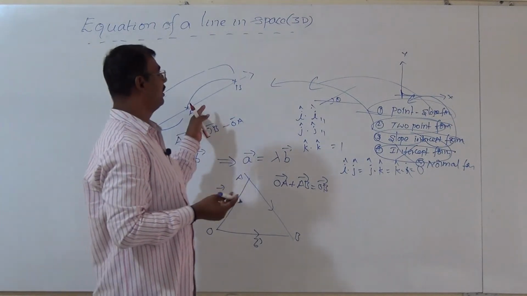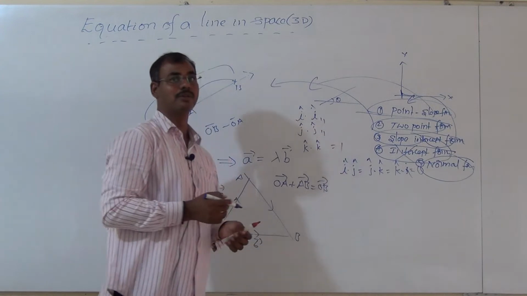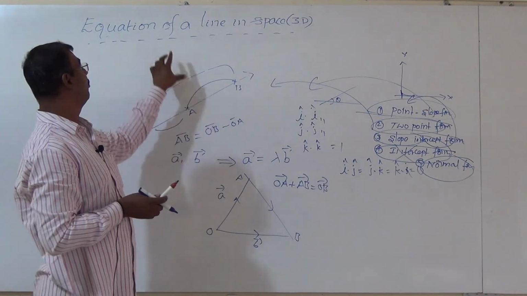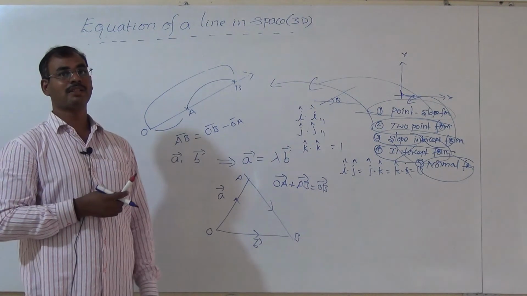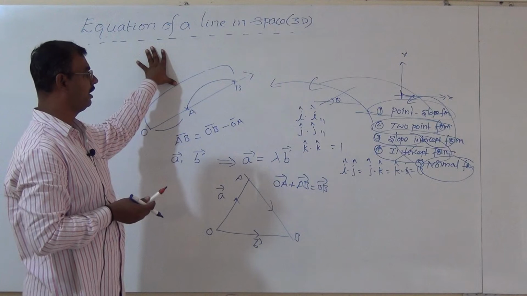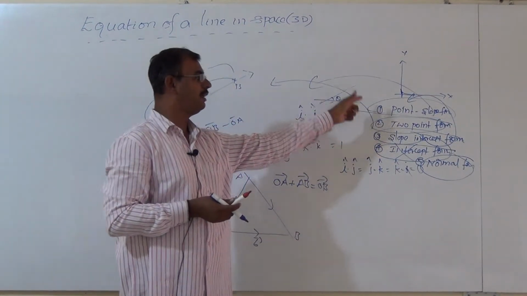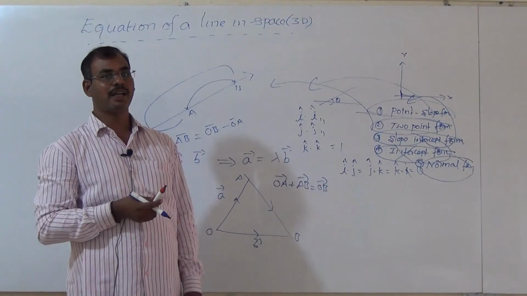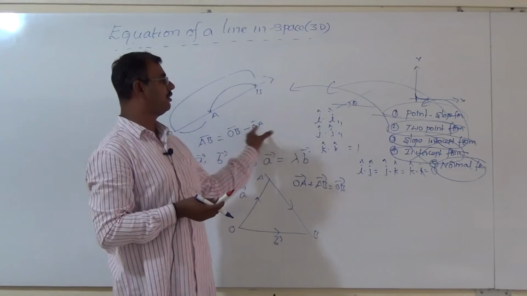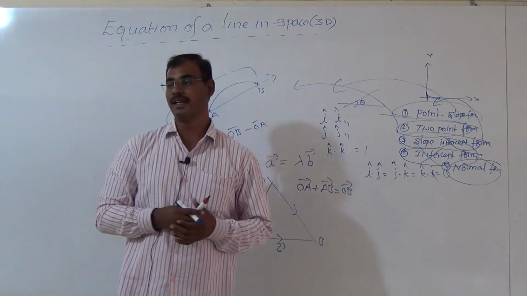And next, in 3D, normal form is also not applicable. So in this case, how many possibilities are there? We have two possibilities to find the equation of a line. What are the two possibilities? First, the equation of a line passing through the point and direction, direction meaning parallel to a vector. Second, the equation of a line passing through two points.